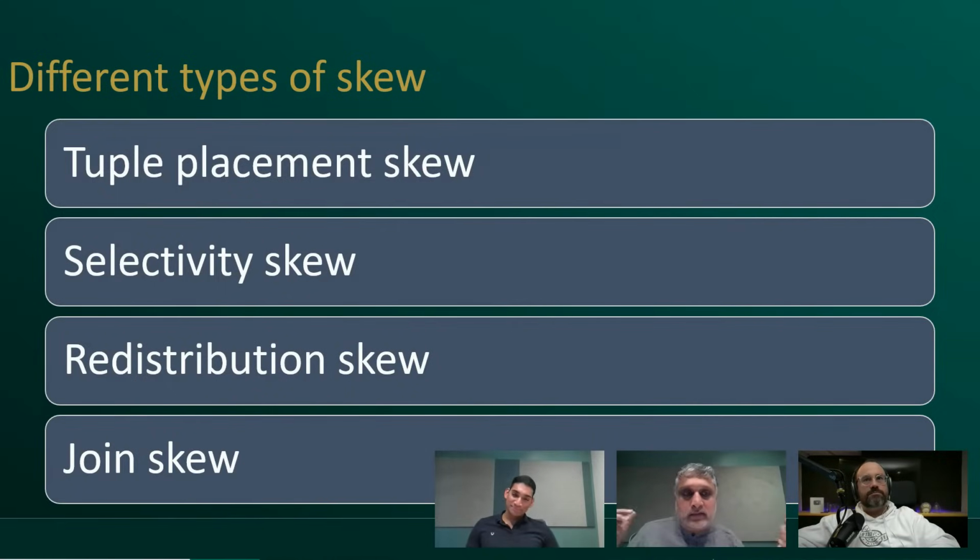But you have a filter which applies more to one file than the other file, right? Now, again, the next stage will do more work because let's say after that you have an aggregate, right? So that's selectivity skew. Then there's redistribution skew.